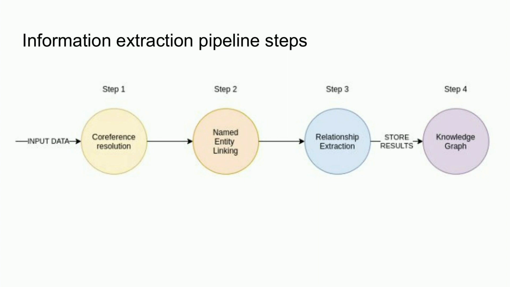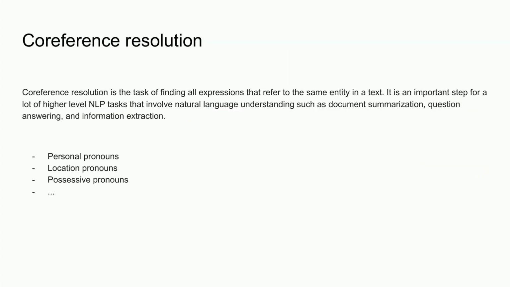So, as mentioned, the first step is coreference resolution. Coreference resolution is a natural language technique which finds all expressions that refer to the same entity in a text. In simple words, it finds all the pronouns and then replaces them with the referenced entities. Those could be personal, locational, or possessive pronouns.